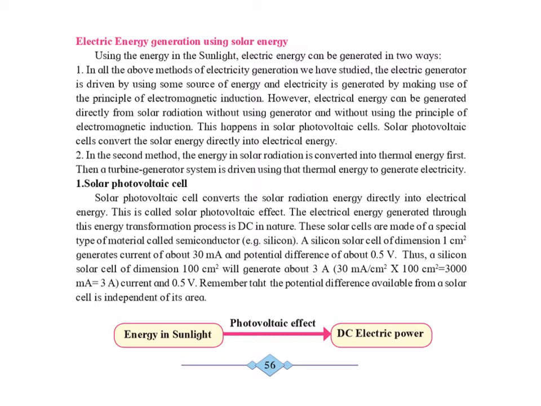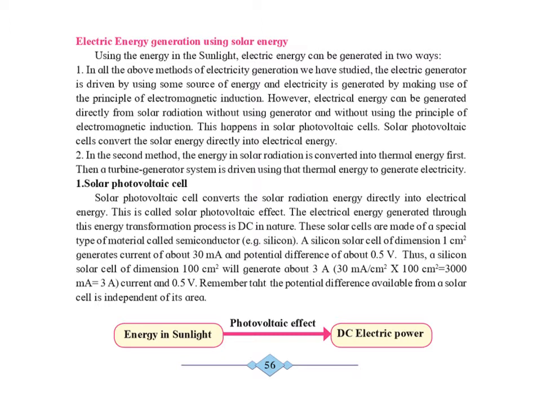This happens in a cell called a photovoltaic cell. Solar photovoltaic cells convert the solar energy directly into electrical energy. This is the first method in which the solar energy can be utilized to get electrical energy. The second method is where the energy in the solar radiation is first converted into thermal energy. Then a turbine generator system uses the thermal energy to generate electricity. This is more or less similar to what we have been learning till now.